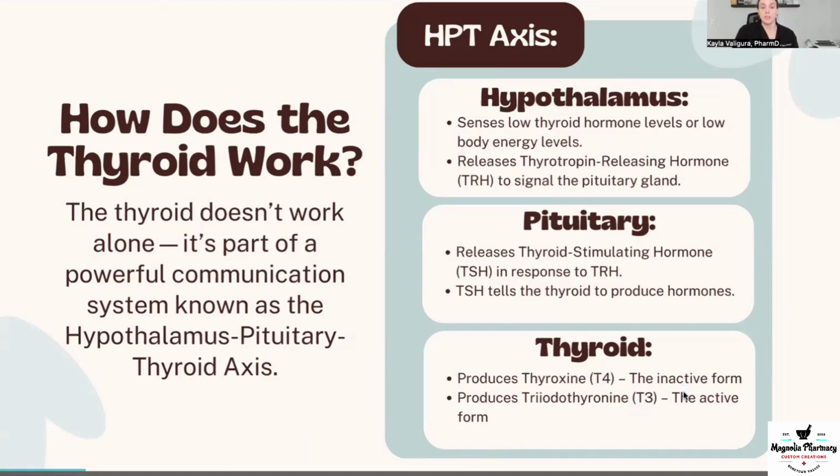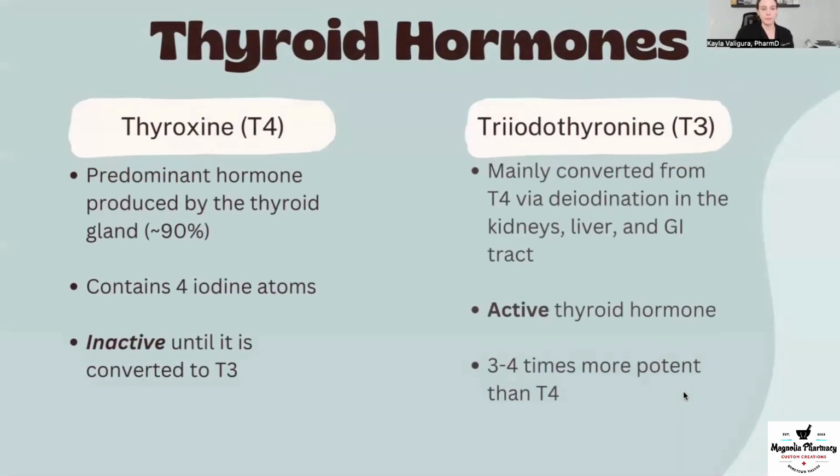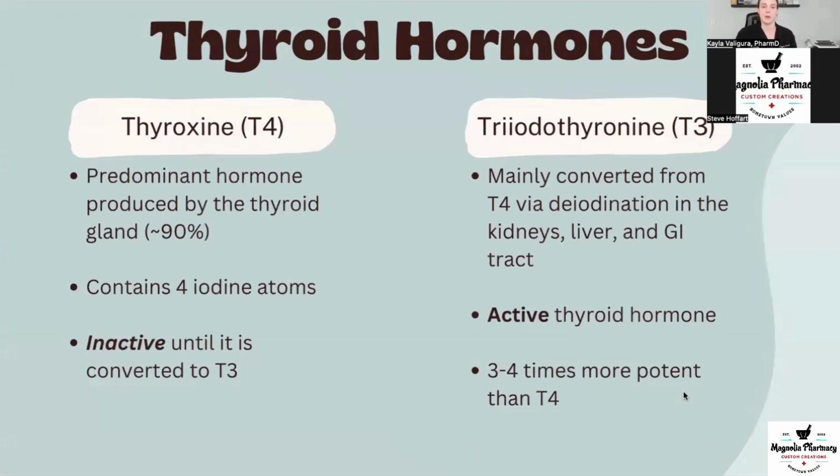And so the pituitary gland releases that TSH, and the TSH is what tells the thyroid to produce hormones. So then we get to the actual thyroid gland, which produces thyroxine or T4, which is the inactive form of our thyroid hormones, and then the triiodothyronine or T3, which is the active form. So just a breakdown of those two hormones there.